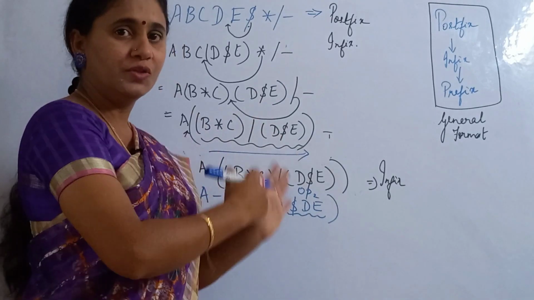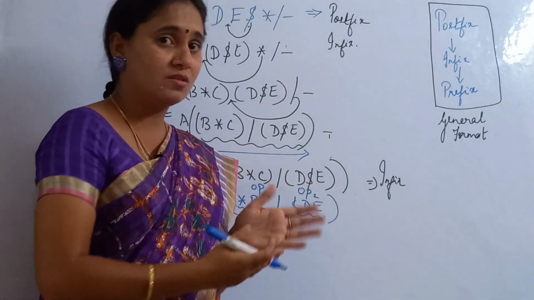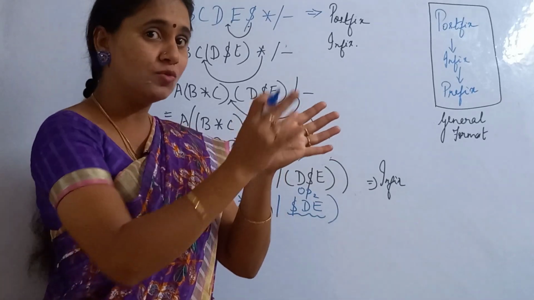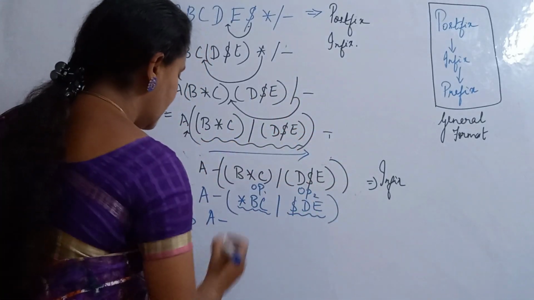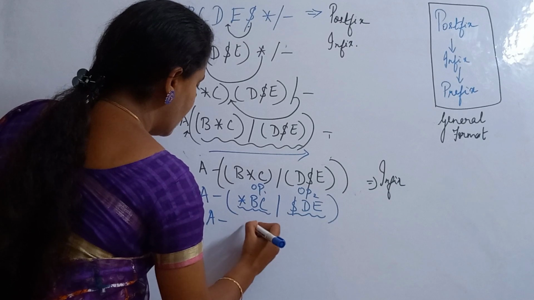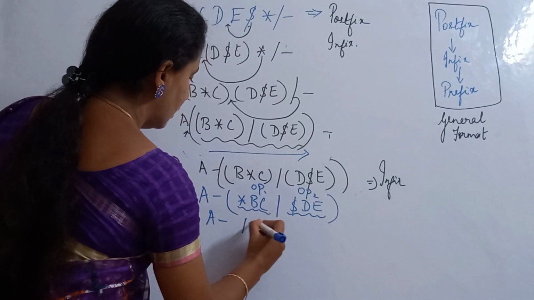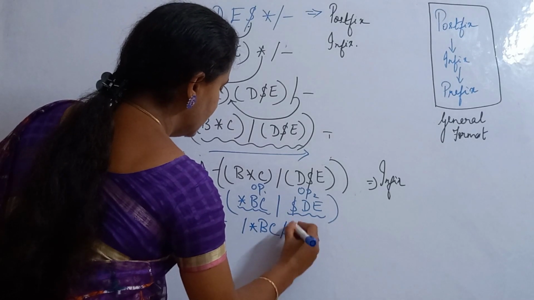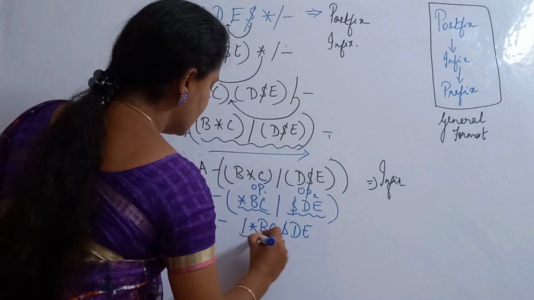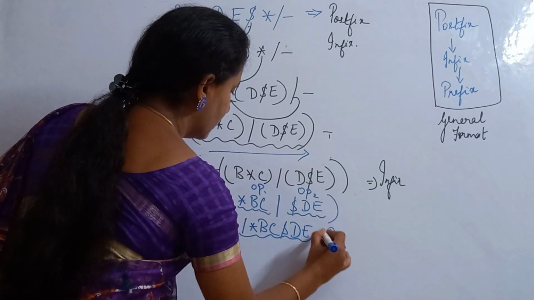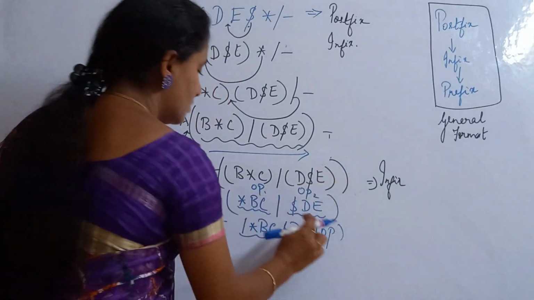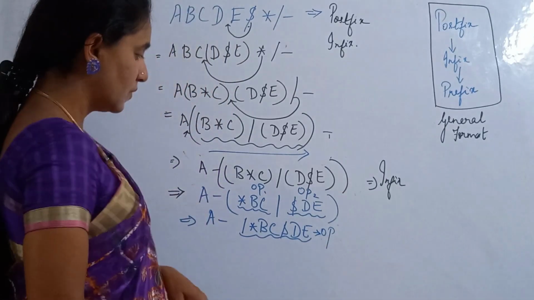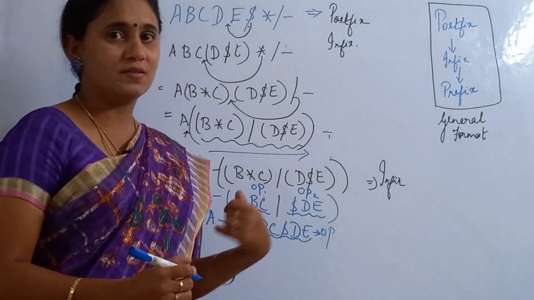So now you convert this. How will you convert into prefix? So slash, operand 1 and operand 2, isn't it? So like this only it will come. So now if you solve, A minus slash star BC and then $DE. So now if you see, this is a complete operand. Okay friends, now this is your complete operand.